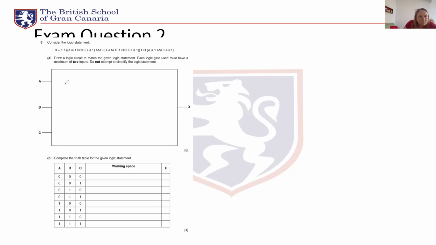Right, A is, right, so we've got a NOR gate. Let's draw the NOR. There we go. Okay. A goes into the NOR, and C can also go into the NOR. Then we've got an AND. Okay, so I've got to draw an AND gate.